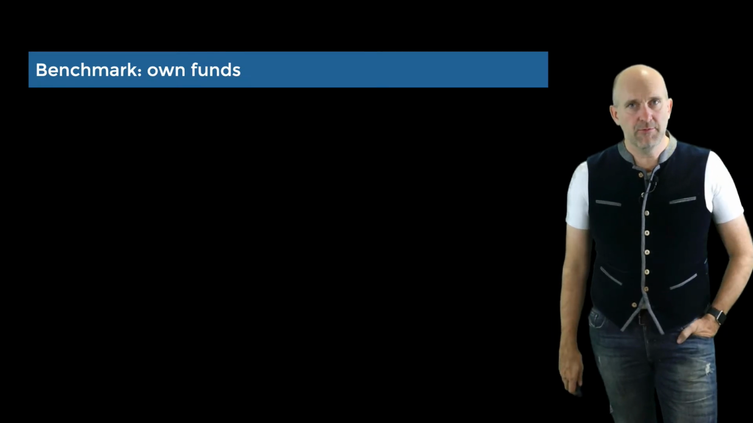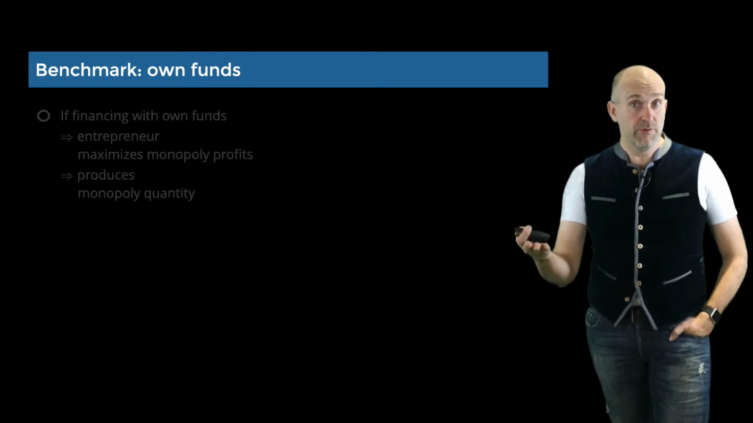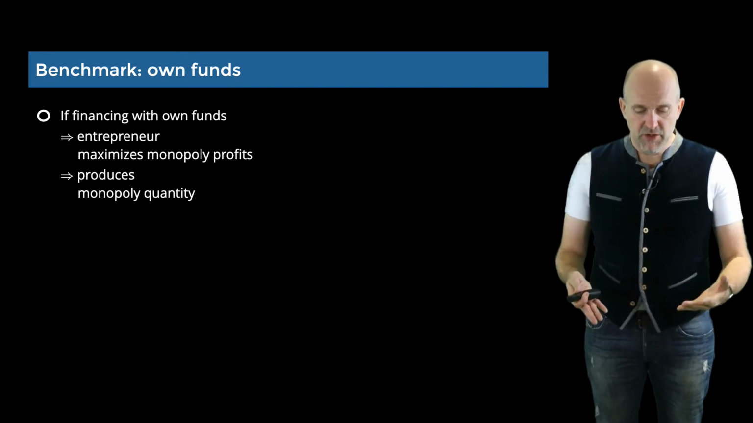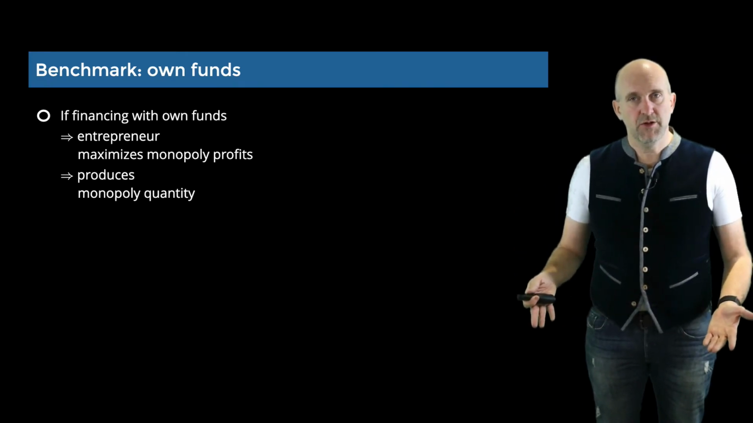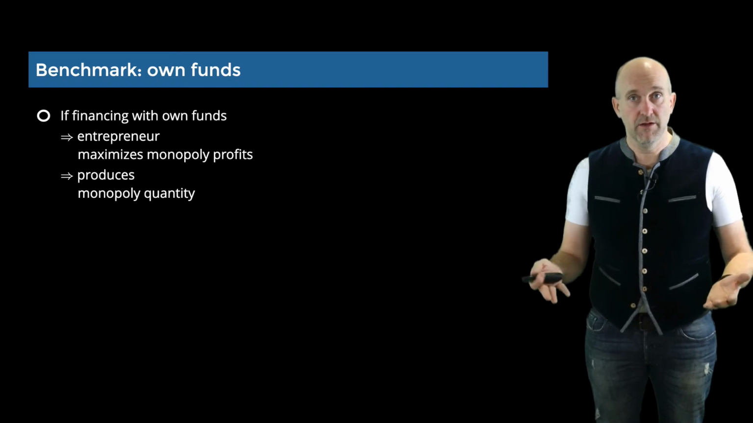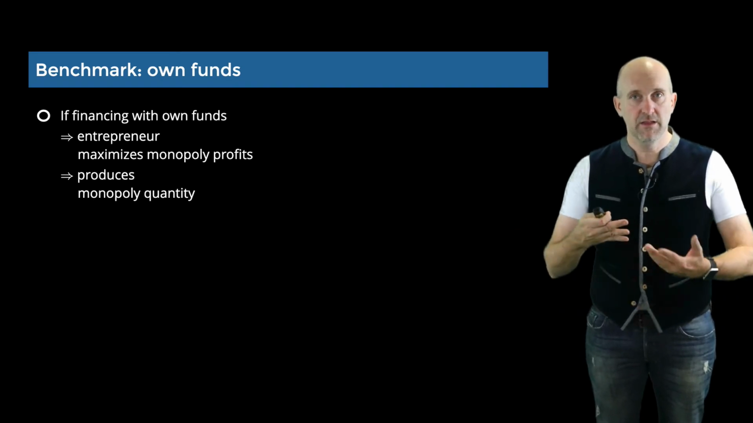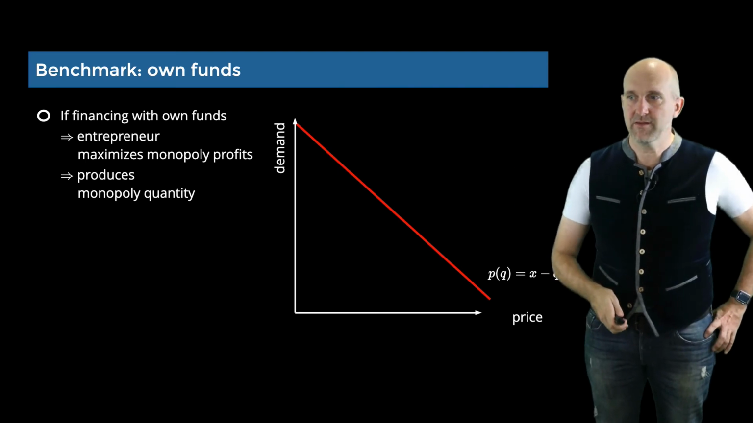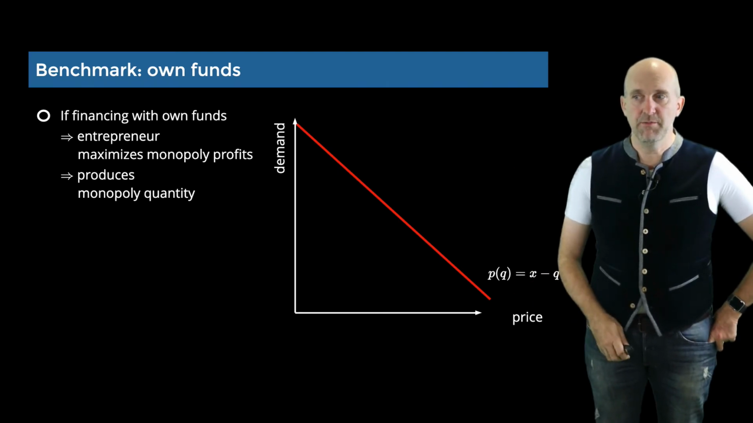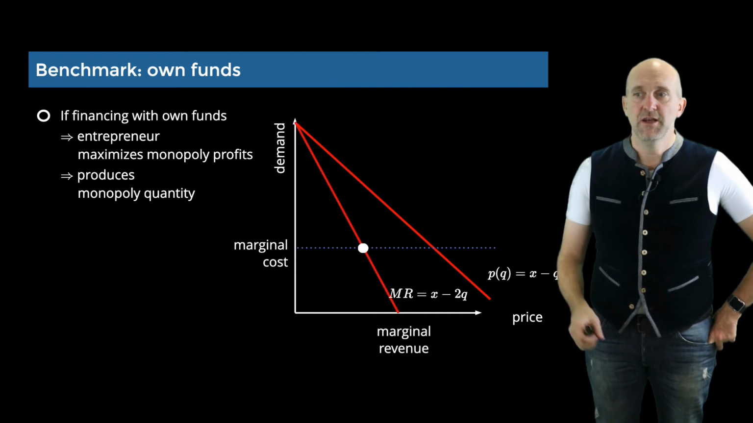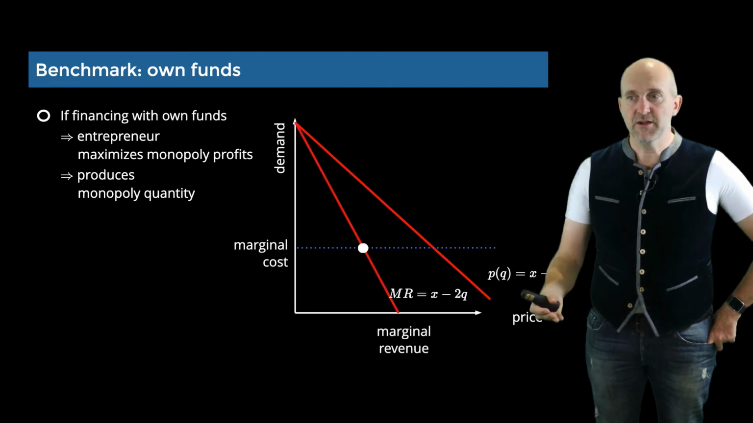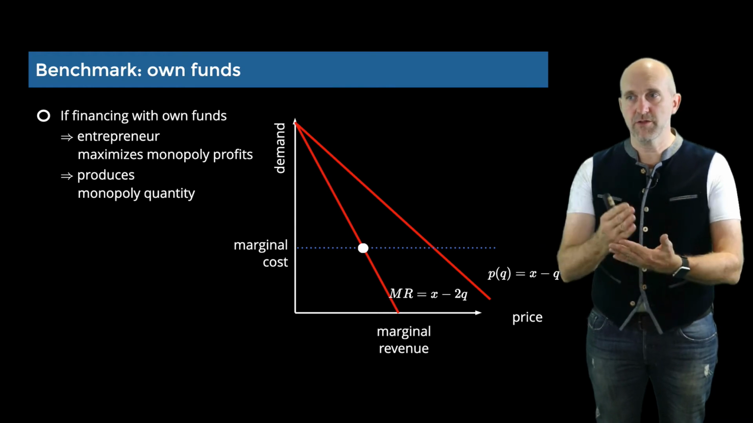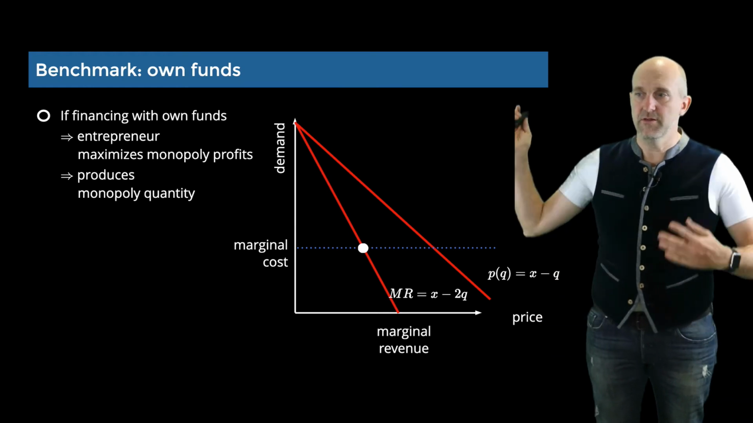Now the benchmark that we have for that is you can use your own funds to do this. So if you fund it with your own funds, what the entrepreneur will do is maximize the monopoly profits once they know what the demand is, and they then produce the monopoly quantity. So this is basic economics. You have the declining demand function or inverse demand function. You have the marginal demand function, and the production point is where marginal cost coincides with marginal demand. So there you have it.